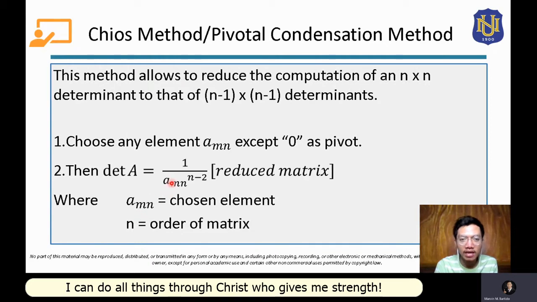Because if you choose 0 and put that here in our formula, this fraction will be undefined, right? So we cannot choose 0 as your a_mn, or as your chosen element as pivot. And then your n here is the order of the matrix. So that is the number of rows of your matrix, no? That's the order. So that's our step now. We will talk about the reduced matrix mentioned here in our examples.